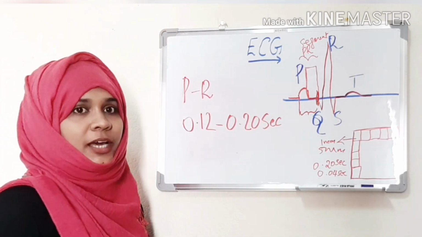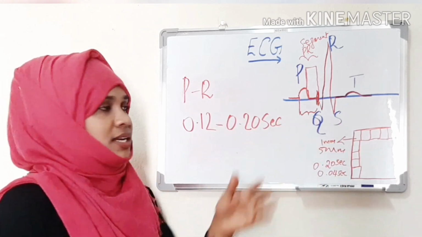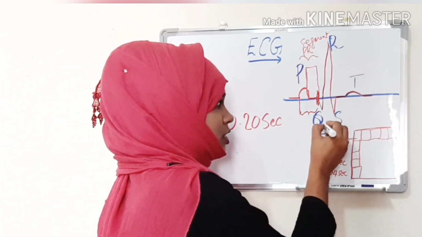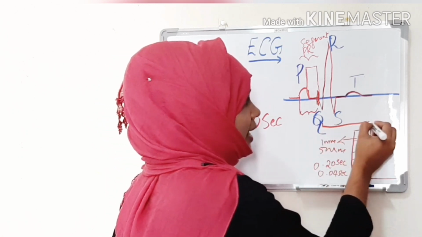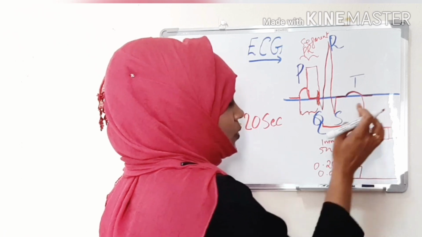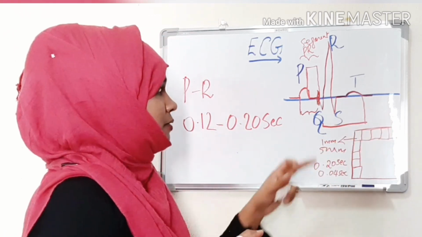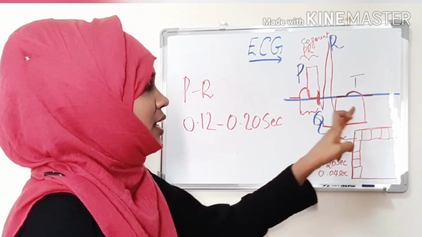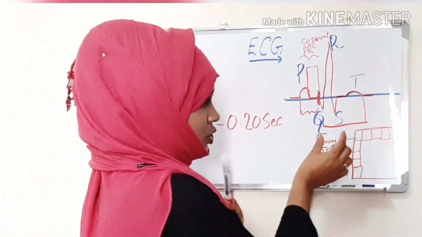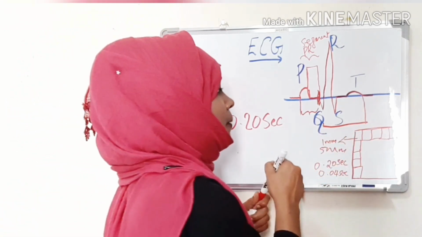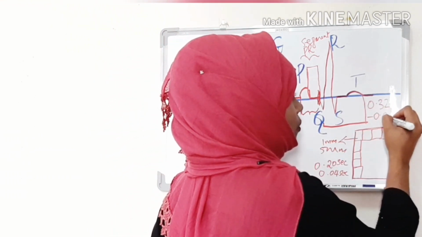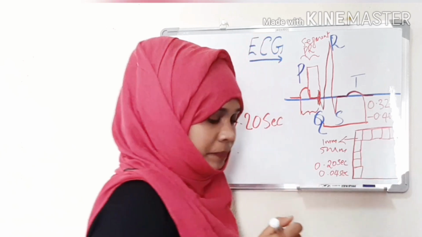Next we will learn about the QT interval. The QT interval starts from the initiation of the Q wave up to the end of the T wave. It is a little long, as you can see from here, and it takes place in 0.32 to 0.40 second. Okay.